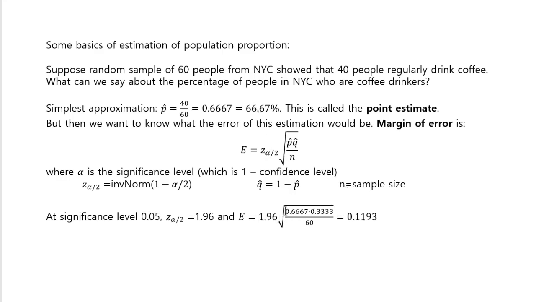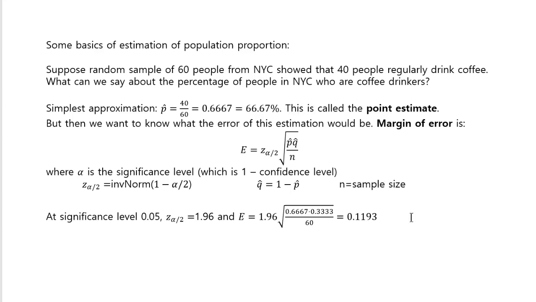This says 0.6667. 1 minus 0.6667 will be 0.3333. And then n is the sample size, which is 60. So if you compute this, you get 0.1193, which is like 11.93%, or about 12%. So 67% minus 12% is about 55%, and 12% plus 67% would be 79%.